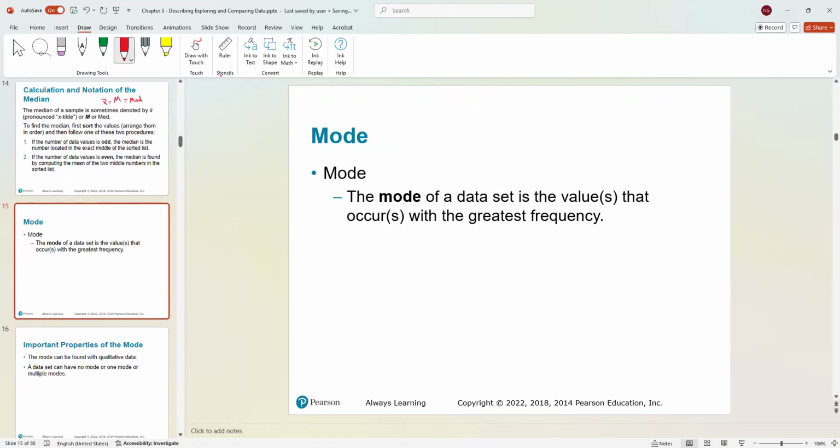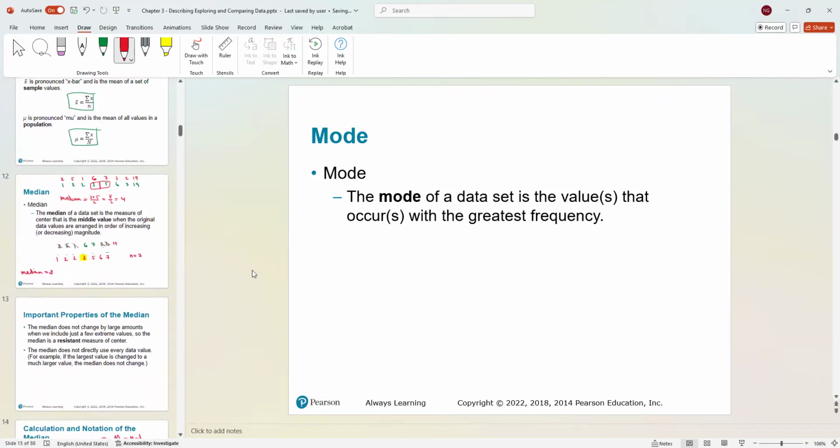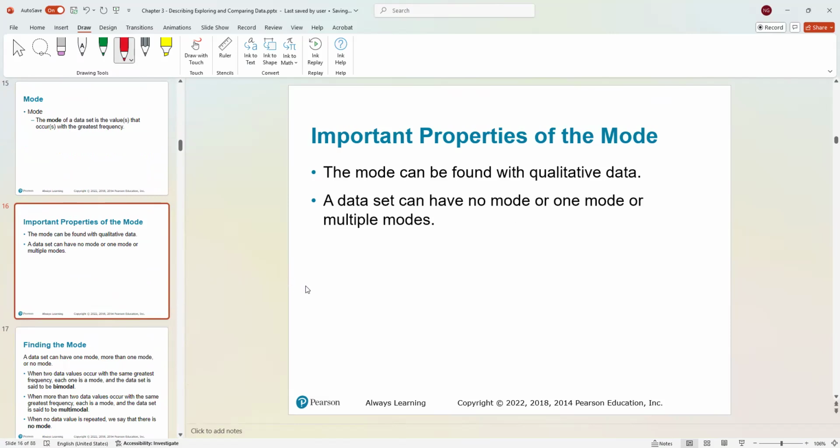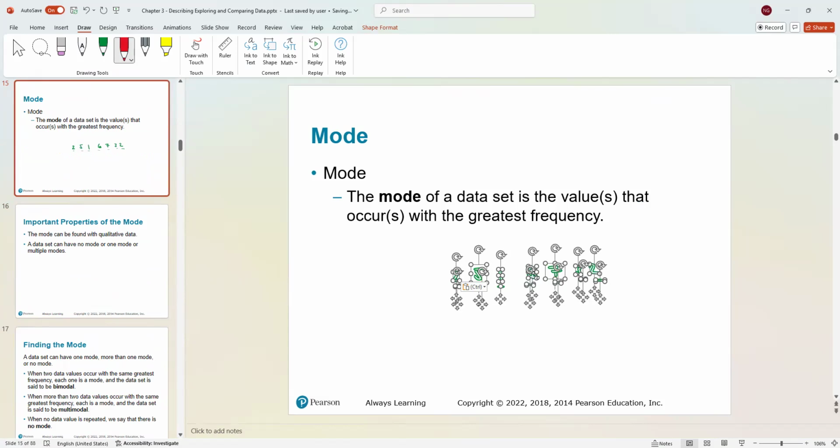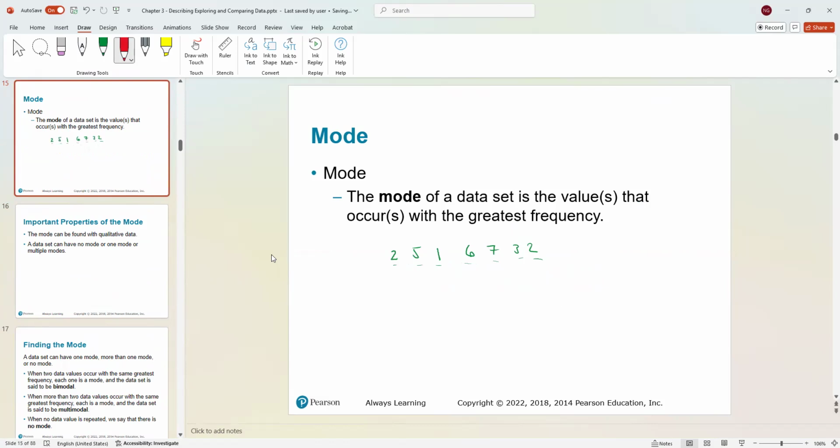So how about the mode? The mode of a data set is the value that occurs with the greatest frequency. So the data that is repeated the most. Let's suppose we take the same data set I just gave you. You can order it from the smallest to the largest, or you just pay attention to which data is repeated the most. Now, if I reorder it, it will be 1, 2, 2, 3, 5, 6, and 7.